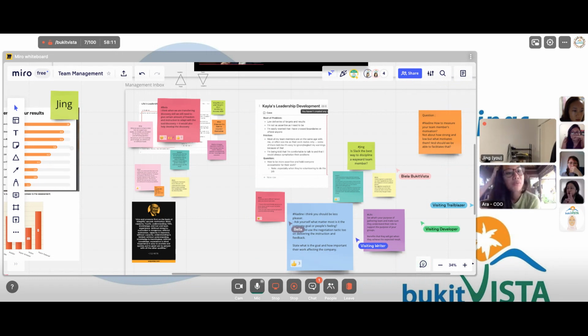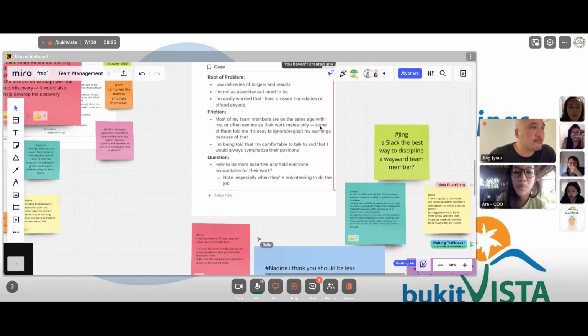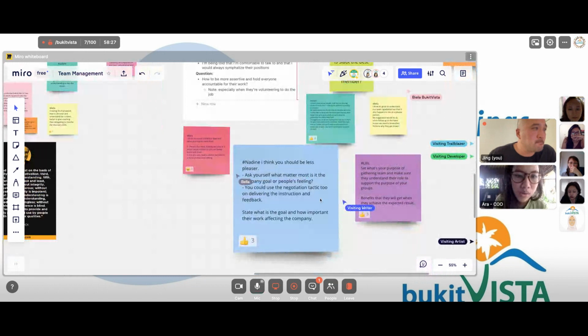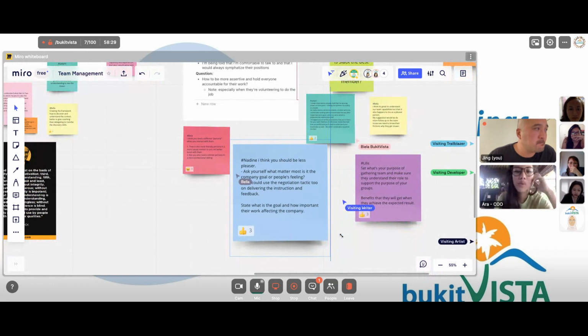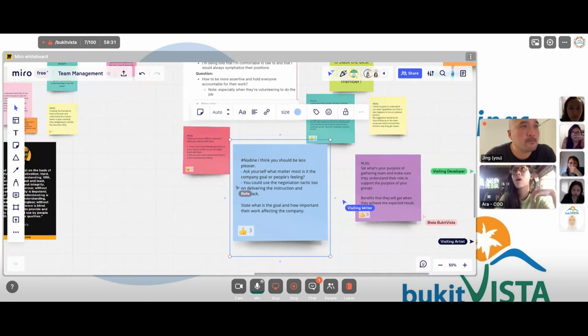Kalau poin-poin, aku agree sih with all you guys that put Lilis, Nadine, dan Bila. Kalau Bila dia ngomong persona, I think you need a different persona when you interact with them. Jadi perlu friendly, tapi perlu juga strict. Oke, itu harus balance bagus. Terus yang bagian si Nadine, I think you should be less pleaser, ask yourself what matters most. Ya mungkin bahasanya kalau aku lebih ke stay professional gitu.